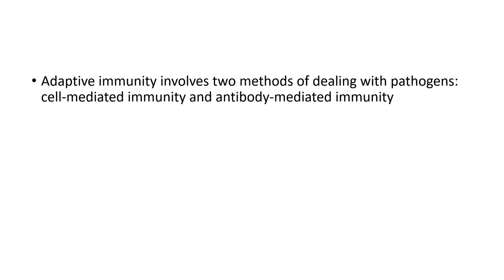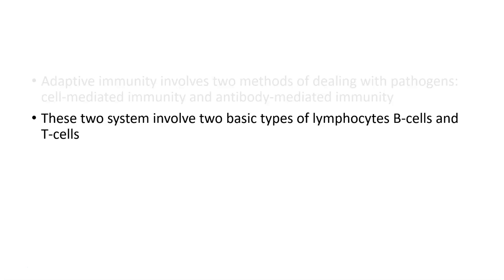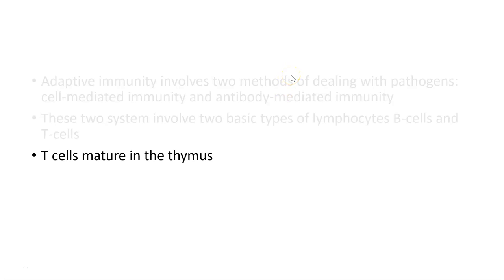Okay, so we have two ways, and there's going to be a video on each of these. Adaptive immunity involves two methods: cell-mediated and antibody-mediated immunity. These two systems involve two basic types of lymphocytes, B cells and T cells. Remember, leukocytes are white blood cells. Lymphocytes are a type of leukocyte. So leukocyte is the term for white blood cells. These lymphocytes are a specific type of white blood cell.